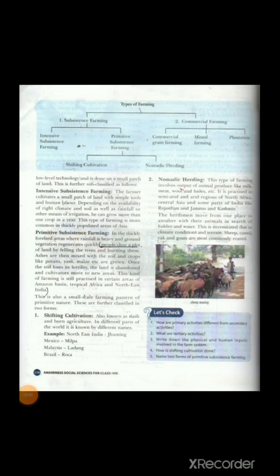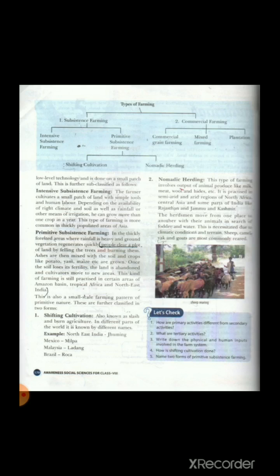Next one is nomadic herding. In this type of farming, nomadic tribes domesticate certain animals and they wander from place to place in search of pastures and water, or due to seasonal changes. This type of farming involves output of animal produce like milk, meat, wool and hides.